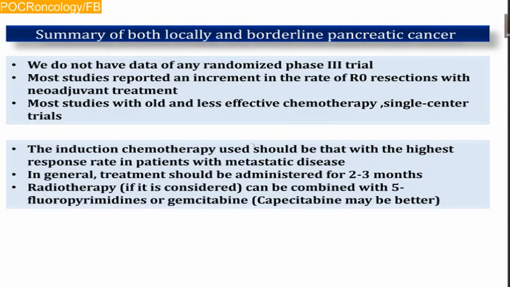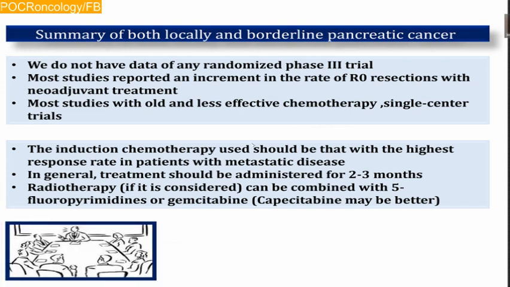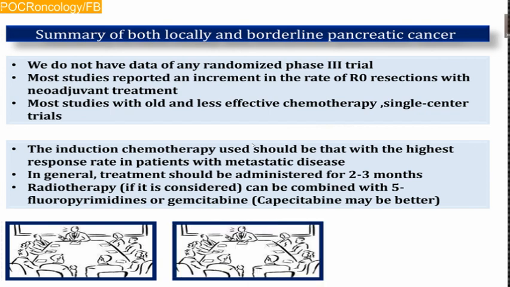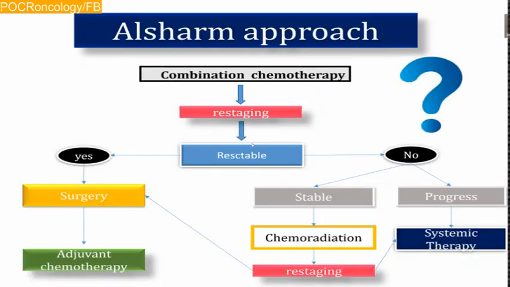So, in the summary of both locally advanced and borderline, we don't have solid phase three data. Most studies, as we said, showed some increment in the rate of R0 resections, but it was very old, less effective chemotherapy and single center experience. We do believe that induction therapy followed by chemoradiation is the most appropriate for this patient, and always, always, always discuss your case in a multidisciplinary approach.